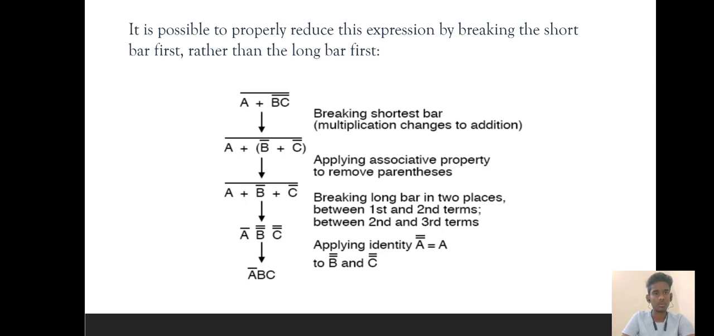Breaking the shortest bar, multiplication changes to addition. Applying the associative property to remove parentheses. Breaking the longest bar in two places, between the first and second terms, and between the second and third terms. Applying the identity A bar bar is equal to A.